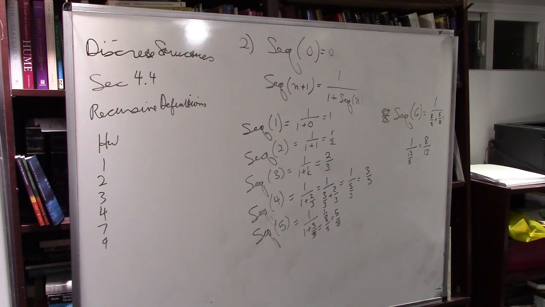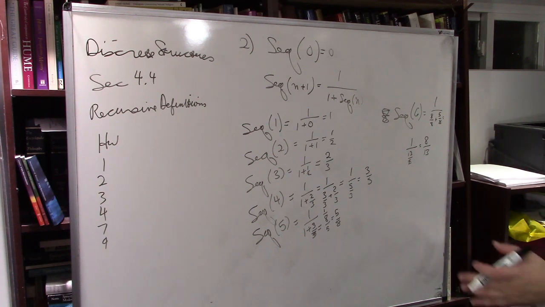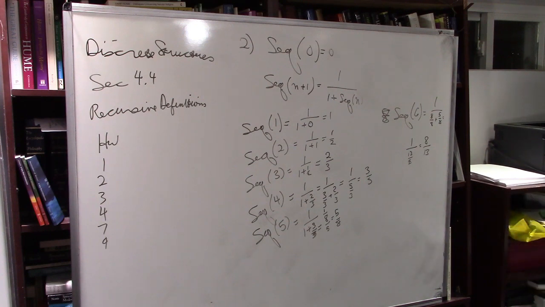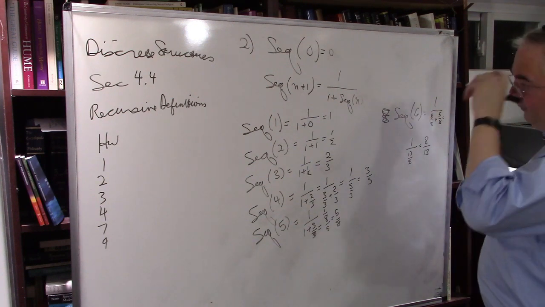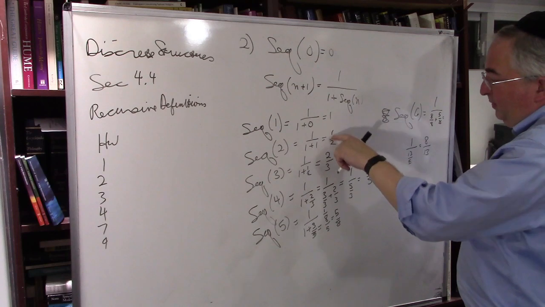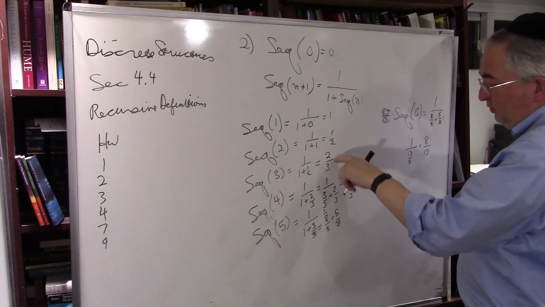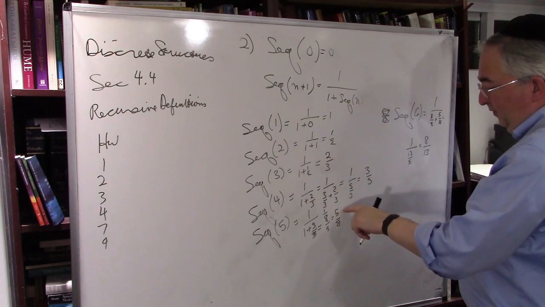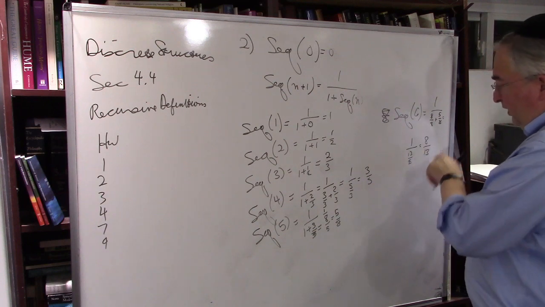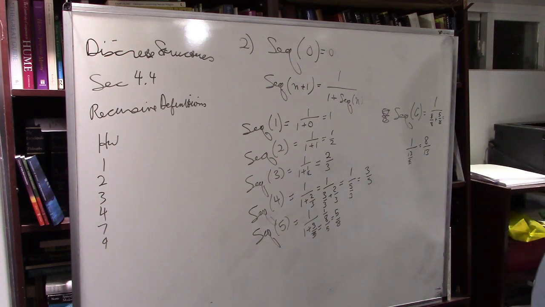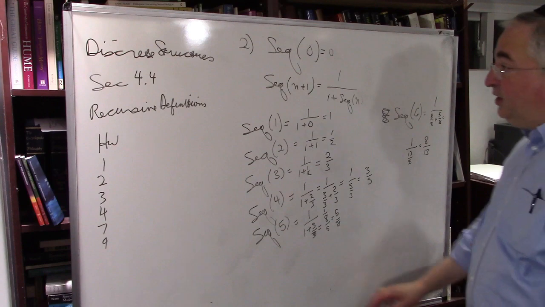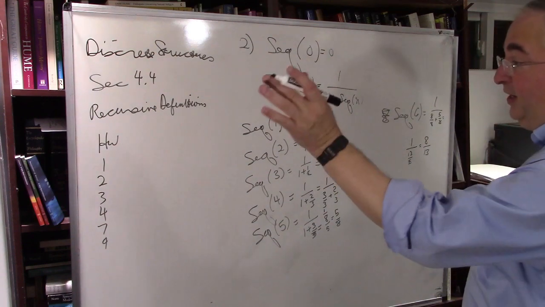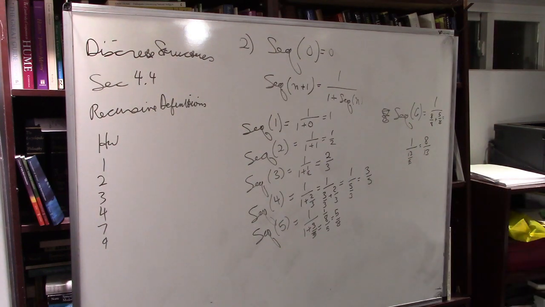Okay, so we calculated a few. That's what they want us to calculate. They don't ask us to find any formula, but you could see a little pattern. This has a 1 on the bottom. This has a 2, 2, 3, 3, 5, 5, 8, 8. Looks like Fibonacci numbers somehow are in there. But they didn't ask for anything, so let's just move on. Next, 3.